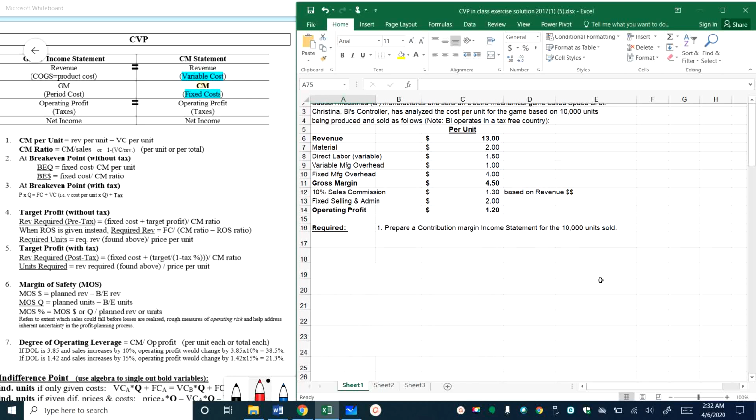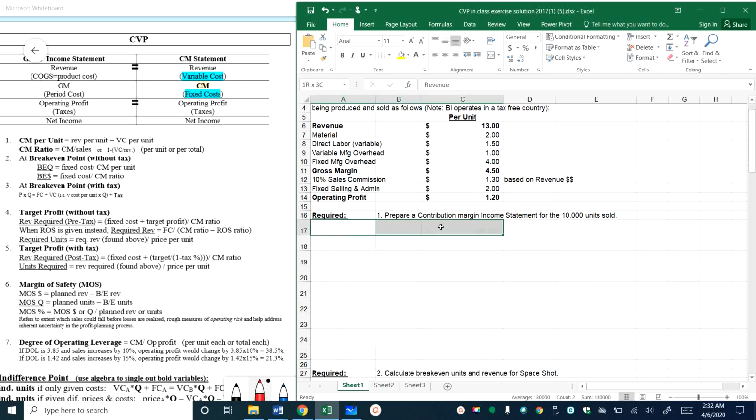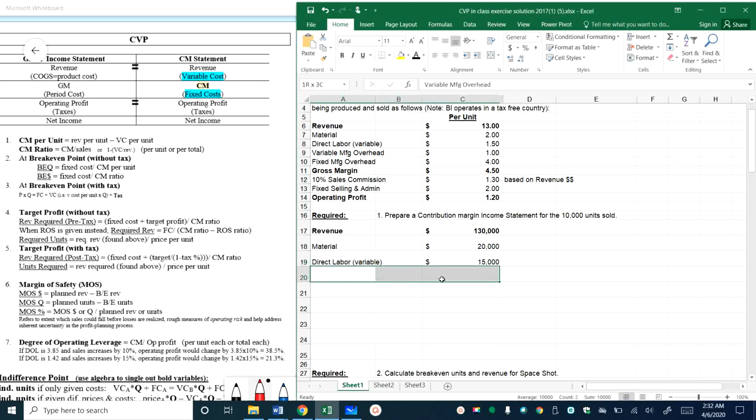Okay, so to start, your revenue will just be that 10,000 times the price per unit, which is 13, so that's 130,000. Materials are a variable cost unless it states otherwise, which it didn't. So we're going to subtract them. Direct labor is a variable cost unless stated otherwise, and it stated it here too. So that's 15,000, and then it says variable manufacturing overhead, because it's a variable cost.